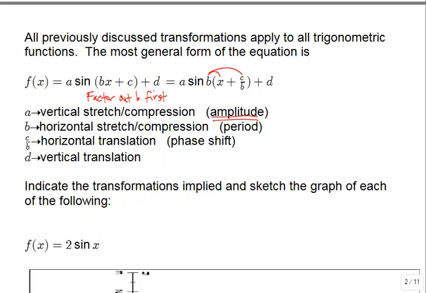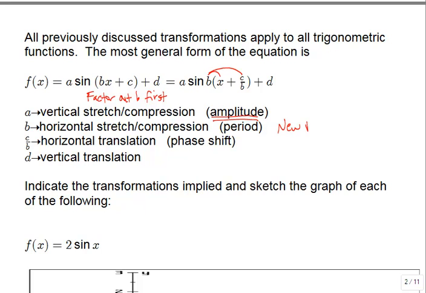And remember that horizontally you kind of do the inverse, you do the opposite of what you would expect. So if b is a number bigger than 1, it's actually a compression, and if b is a fraction, then it's actually a stretch, and that's going to affect our period. And how does it affect our period?